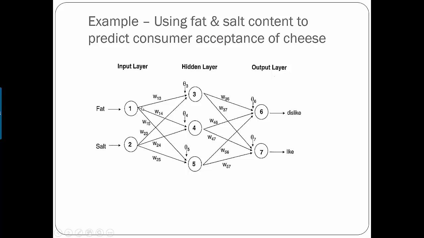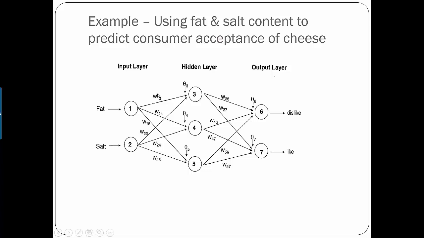Then each arrow coming into a node has weights assigned to it. Here there are two arrows coming in, W sub 1,3 and W sub 2,3, and similarly here. On the other side, we have weights W sub 3,6, W sub 4,6 and W sub 5,6 coming into node 6.